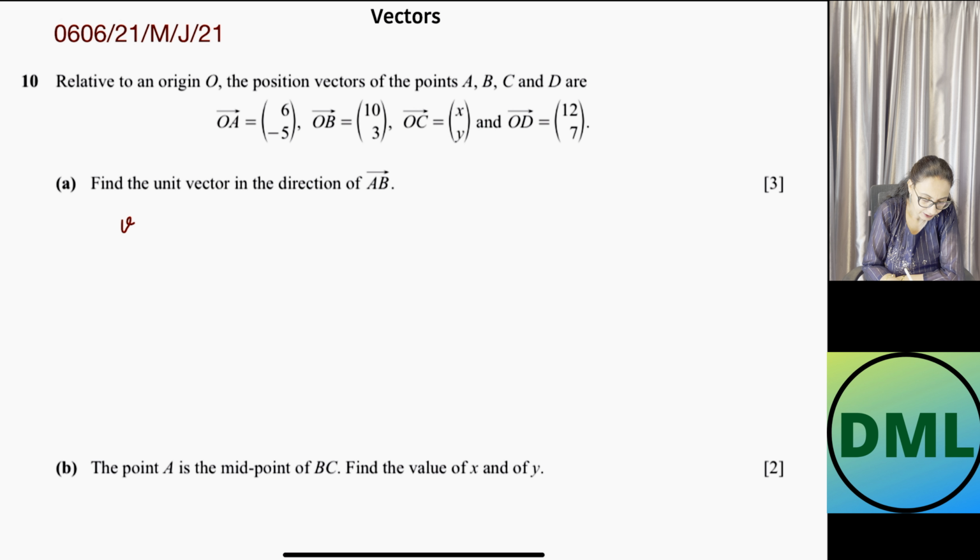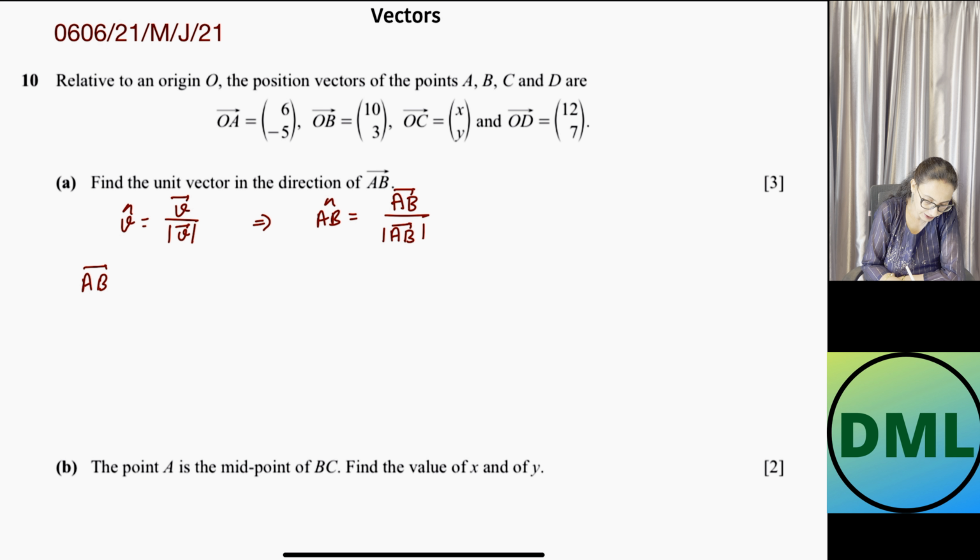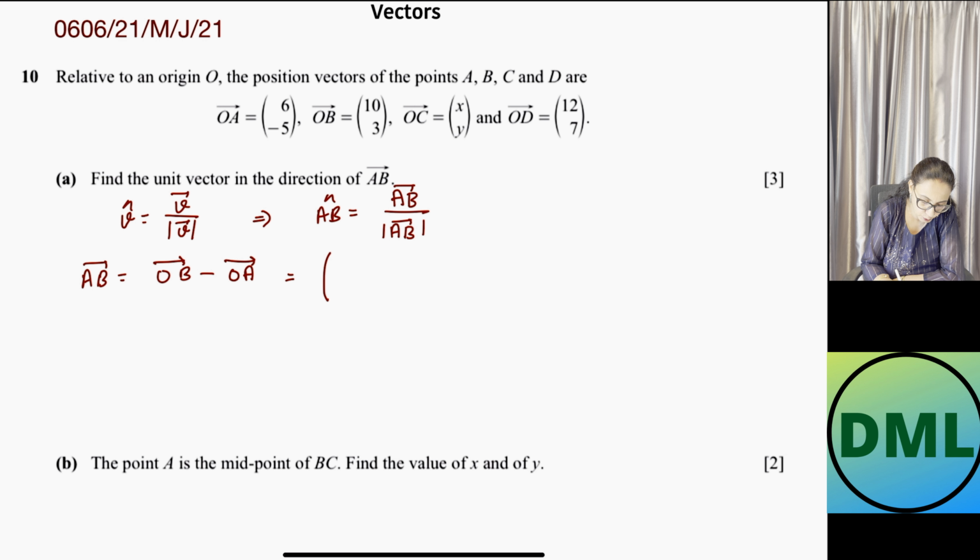A unit vector is written as the vector over its magnitude. This shows you that the unit vector AB will be written as the vector AB over its magnitude AB. I need to find the vector AB first. The vector AB will be written as OB minus OA, in position vector form. This will be written as OB, which is (10, 3), minus OA, which is (6, -5).